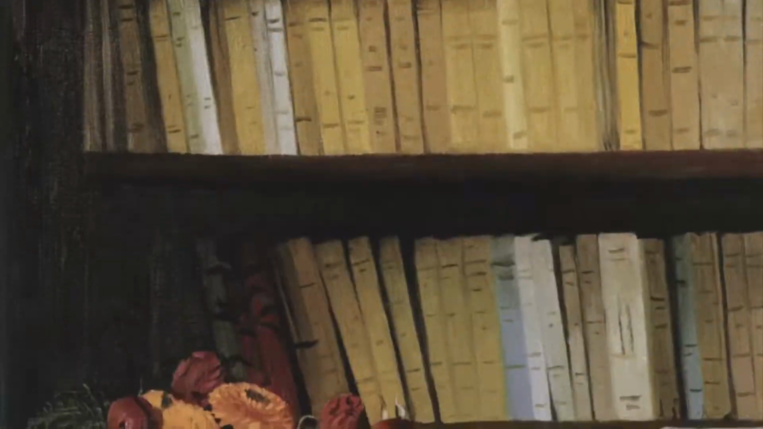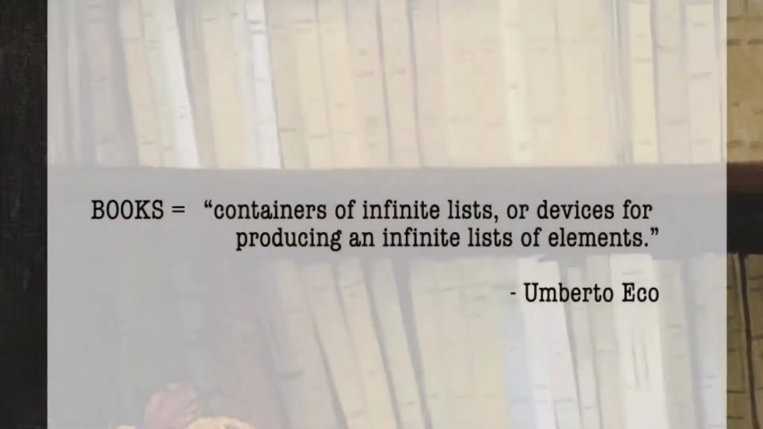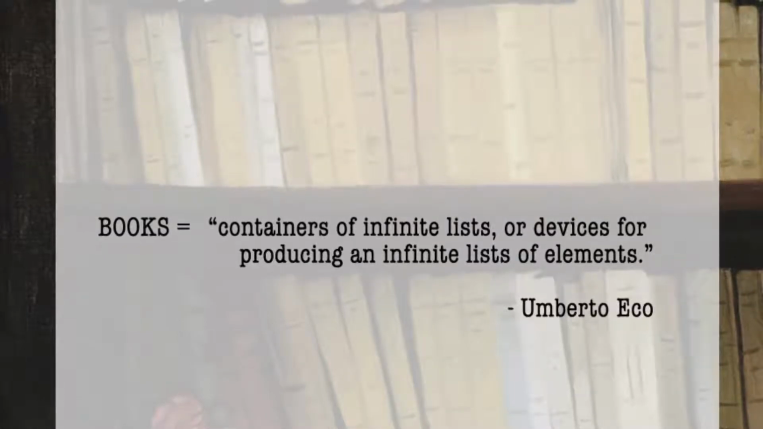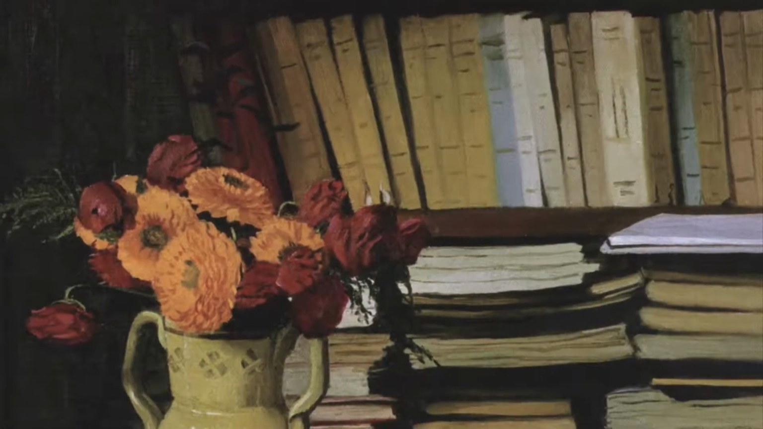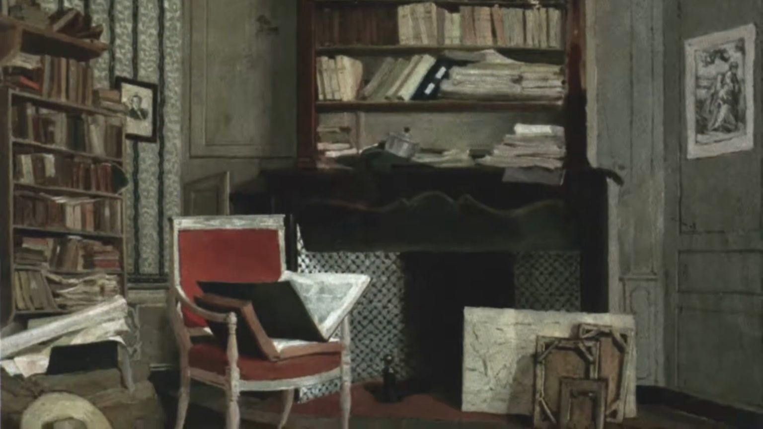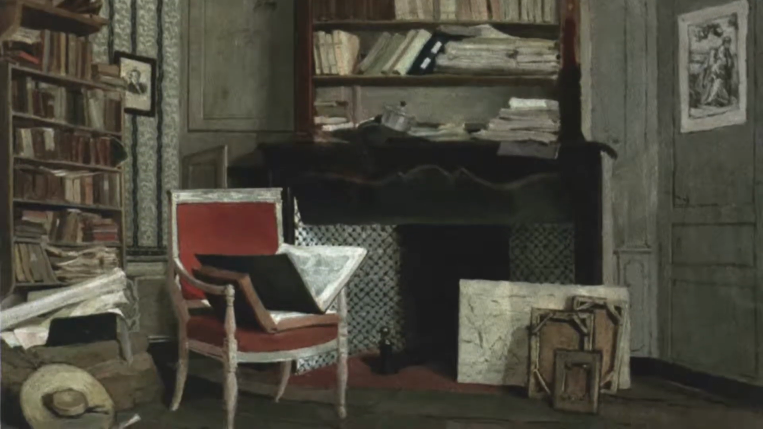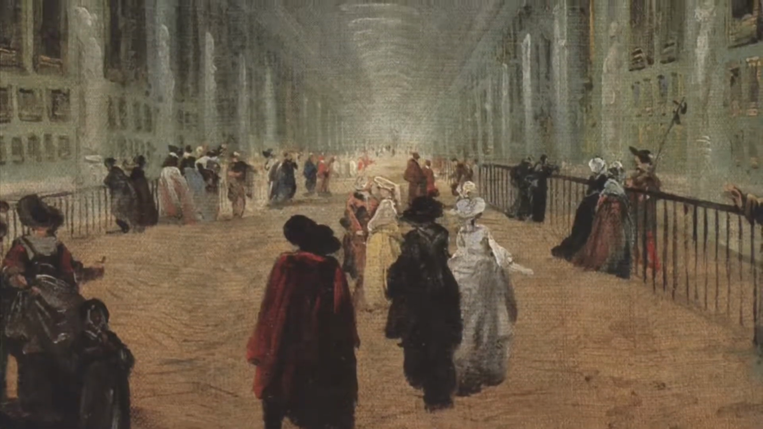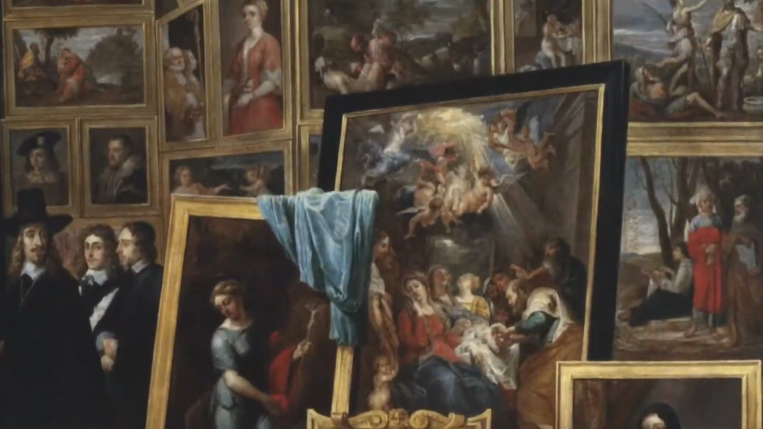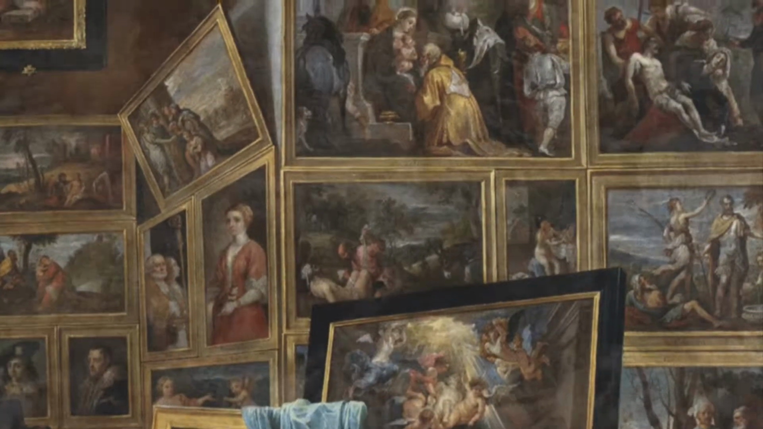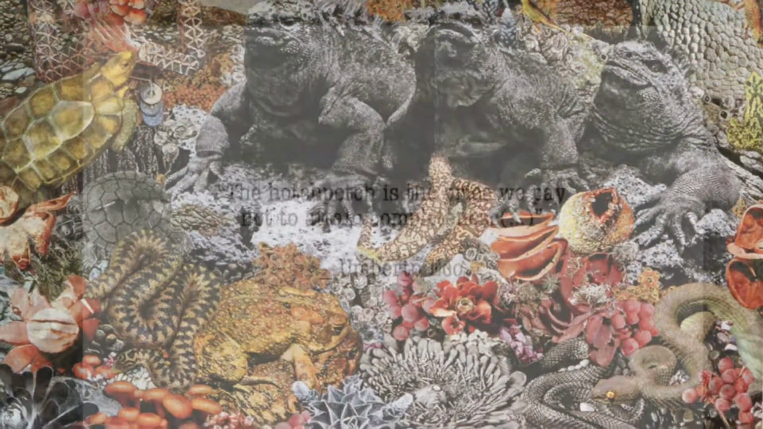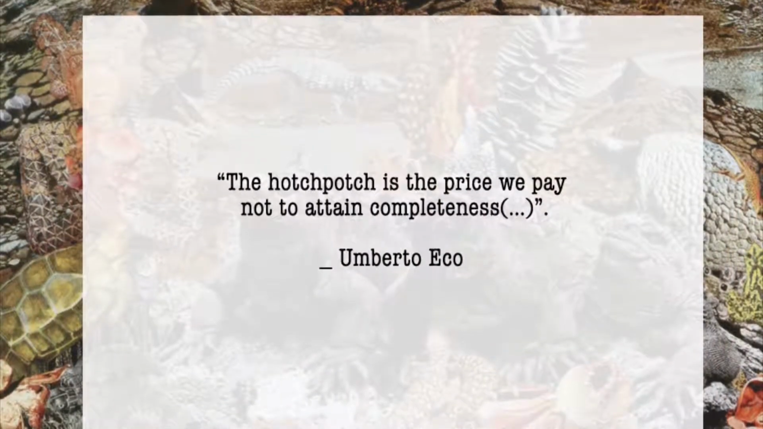Umberto Eco also presents books as containers of infinite lists, or devices for producing an infinite list of elements. And just like lists can seem incoherent, collections also carry incongruous tendencies because our concept of knowledge and art is so vast. These places allow for one space to contain objects that seem unrelated to one another. Such disordered accumulations allow the discovery of unexpected relations between the objects of knowledge. According to Eco, the hodgepodge is the price we pay not to attain completeness.